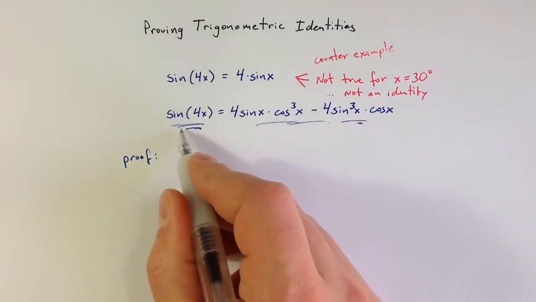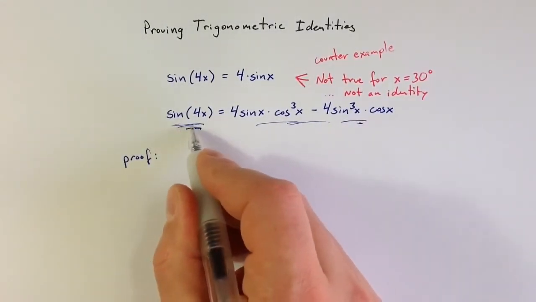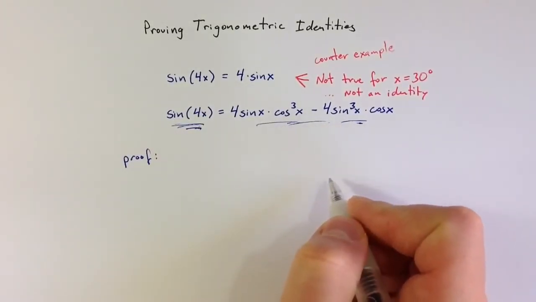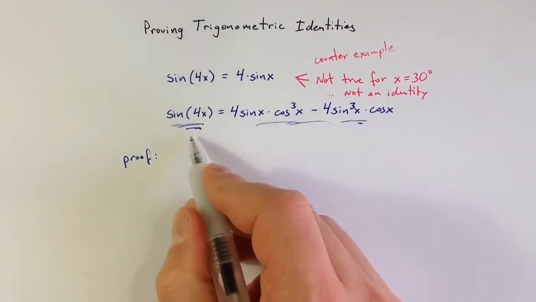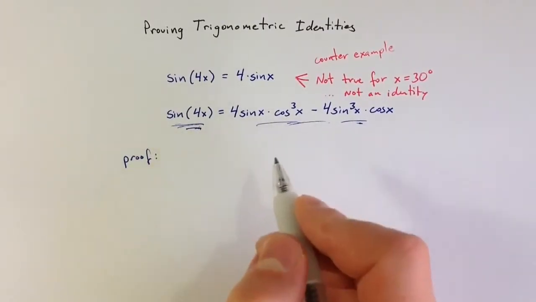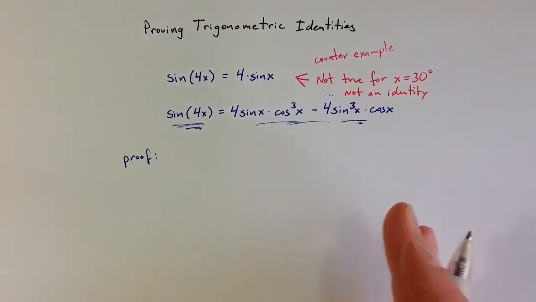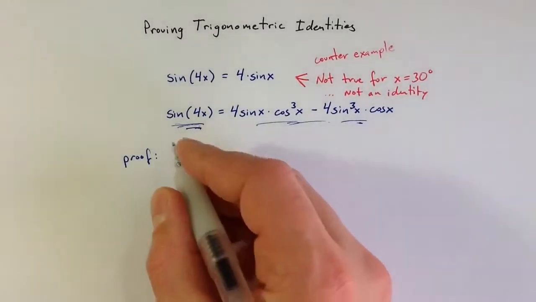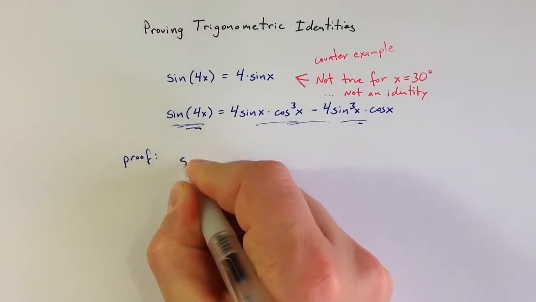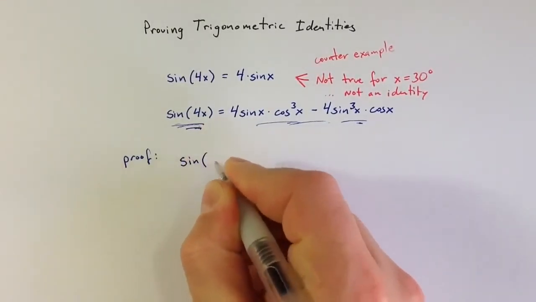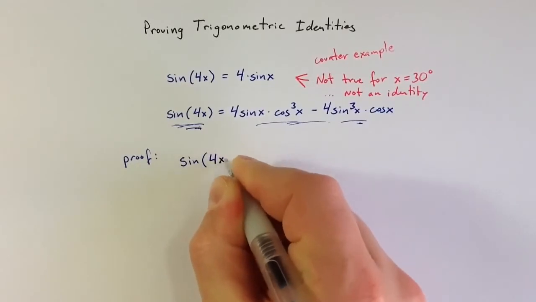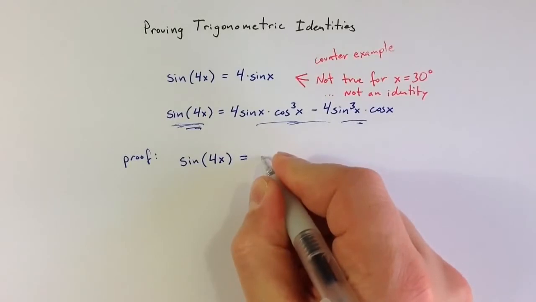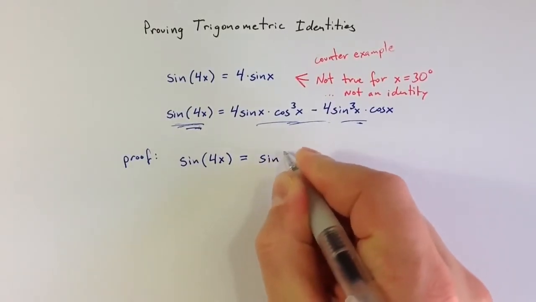Or for some identities, we can get one side to a certain expression and then move the other side to get it to the same expression. But both of those create a connection of simplifications that we can understand at each step that take us from one side to the other. So let's walk through what this could look like. And there are different ways to do this. Let me start with the left-hand side.